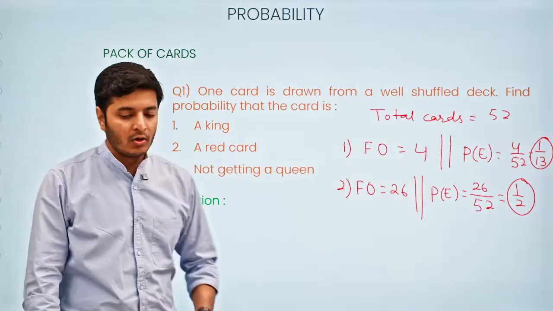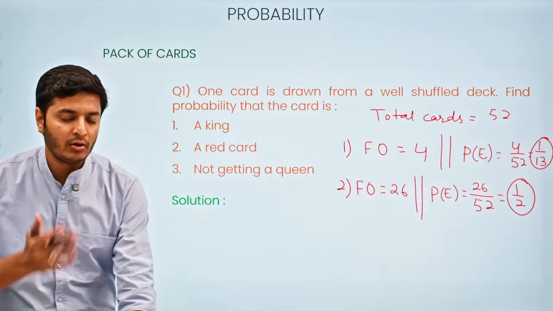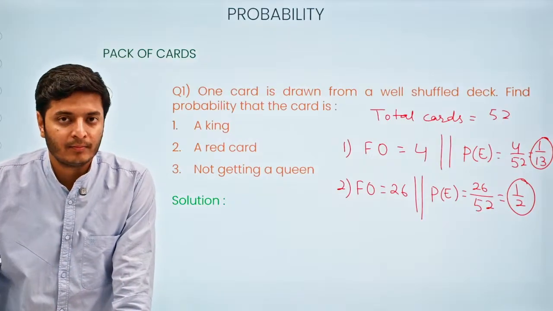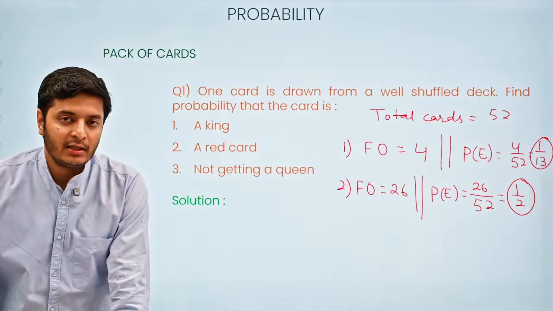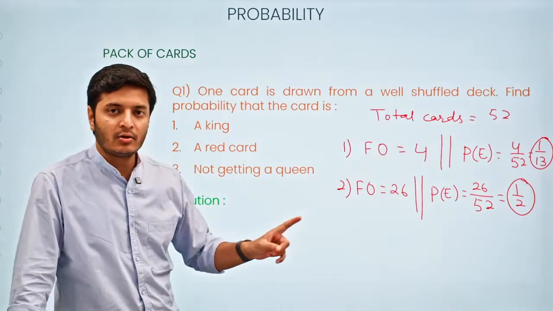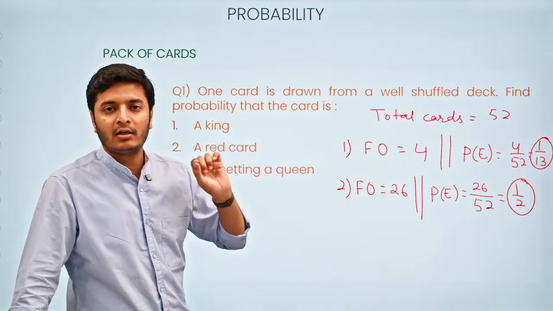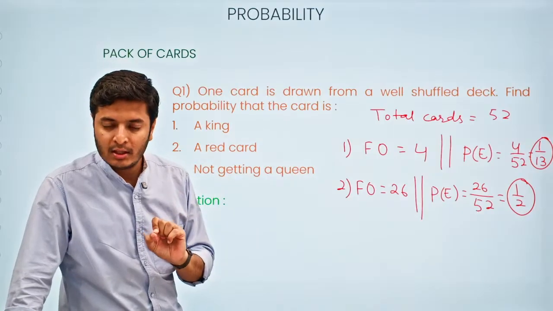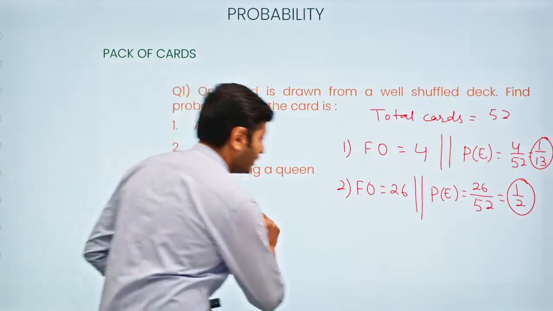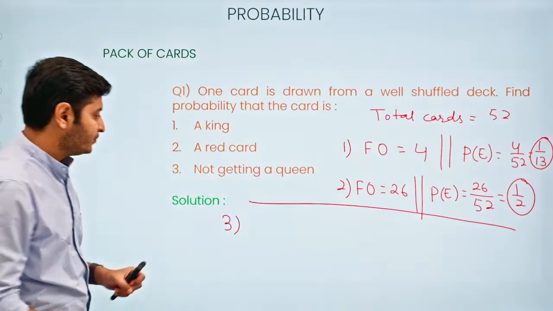The third part is not getting a queen. Now, whenever you are seeing problems like this, not getting this, not getting that, this is a case of P of E bar. Remember, E bar means that the event is not happening. If that event is not happening, then every other event can happen. Any card can come except a queen. How many queens are there? There are 2 ways to find this.